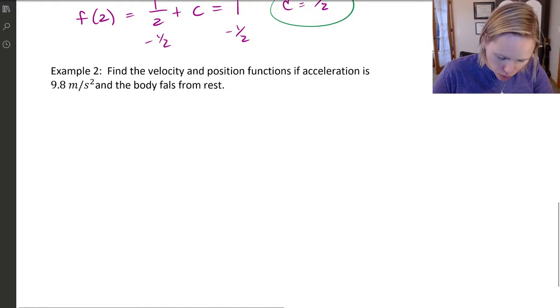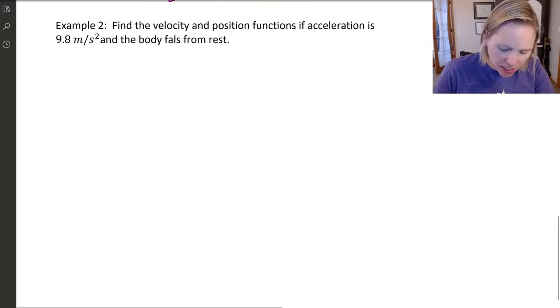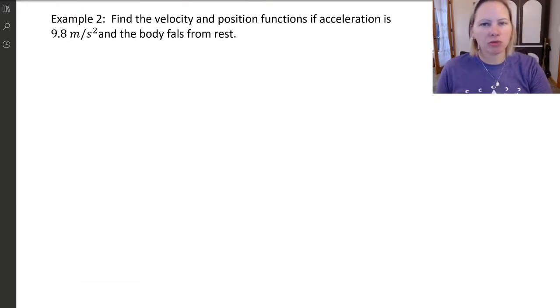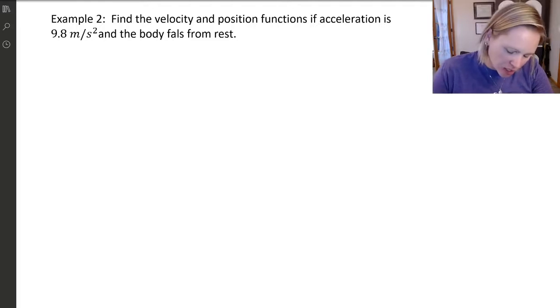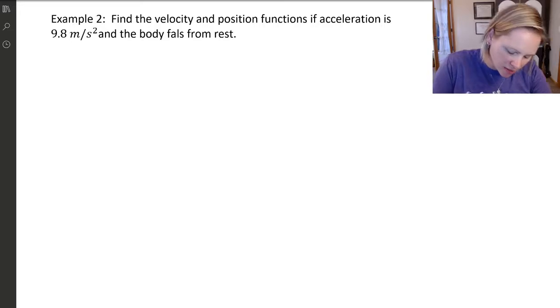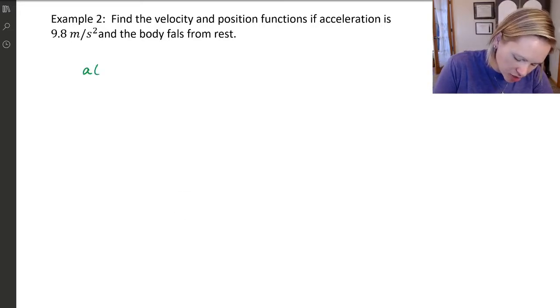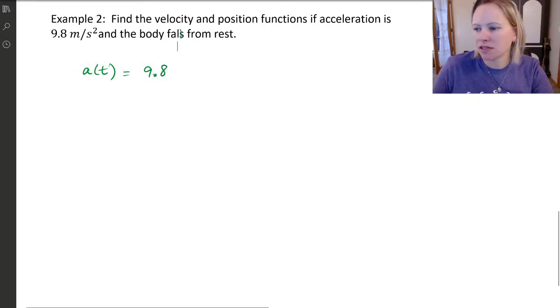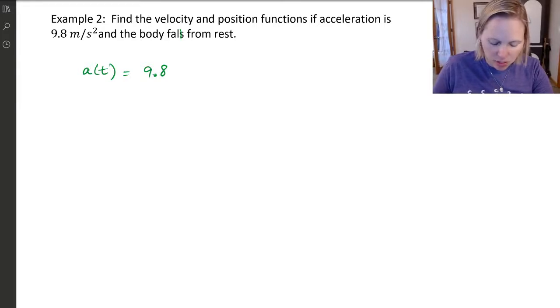But let's kind of finish with one little example here. We'll be getting to the antiderivatives where we have to use the plus c later on. For now, our goal is to just get a handle on how they work, what they are, and how to find them. So example 2 says find the velocity and the position functions if the acceleration is 9.8. So acceleration is 9.8 and the body falls from a rest. So that's a really important piece of information because it's telling me that my initial velocity is 0.